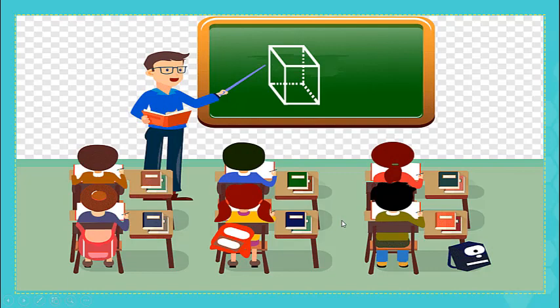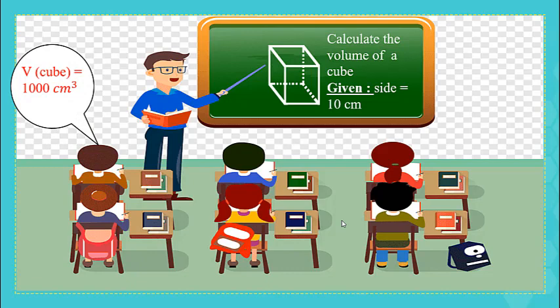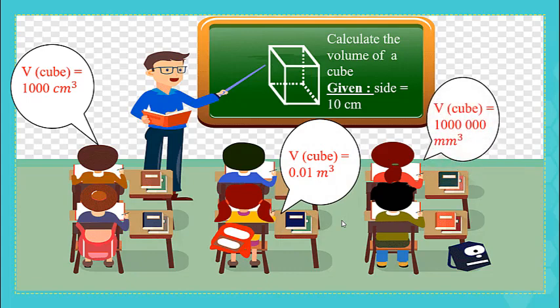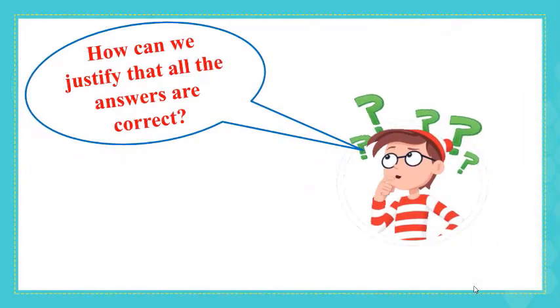In the classroom, the teacher asked her students to calculate the volume of a cube of size 10 centimeter. The first student answered, the volume is 1000 centimeter cube. The second student answered, the volume is... The third student answered, the volume is 1000 millimeter cube. The teacher said, great, all answers are correct. The students were surprised. So how can we justify that all the answers are correct?